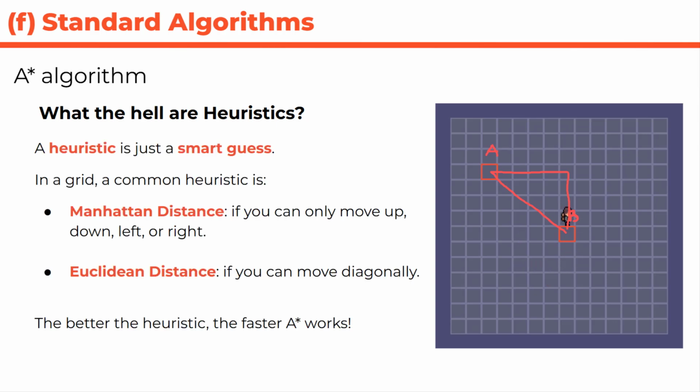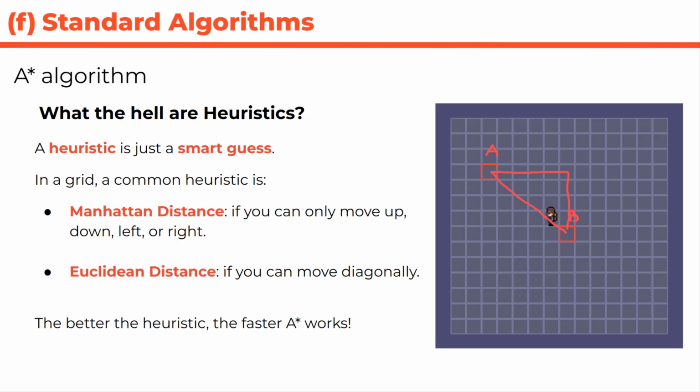The Euclidean distance. It's named after some Greek mathematician a long time ago who came up with this stuff. So, a heuristic, it's just a smart guess. It gets given to you in the exam. You need to include it in your calculations, and in a grid, a common heuristic is the Manhattan distance, which is if you can only move up, down, left or right, like characters in games can, or the Euclidean distance, if you can move diagonally.